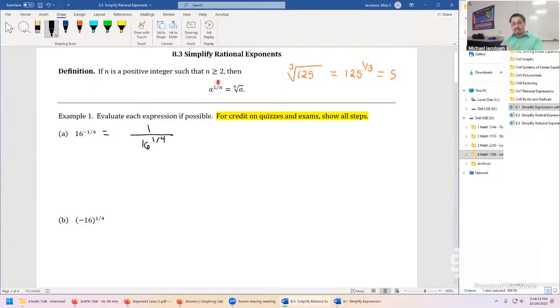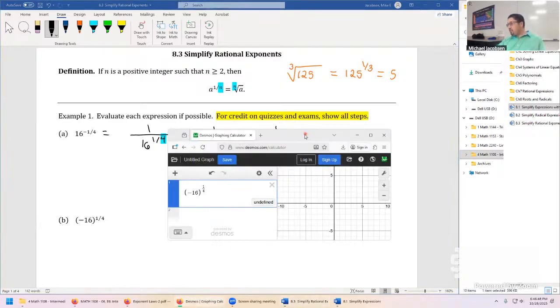Now we use this idea. If we have a 1/4, that 4 there becomes the index of the root. So this turns into 1 over the 4th root of 16. 2 times 2 is 4, times 2 is 8, times 2 gives us the 16. So we just get a 2 down below, computing the 4th root of 16. So 16 to the power of negative 1/4 is nothing but a 1/2.